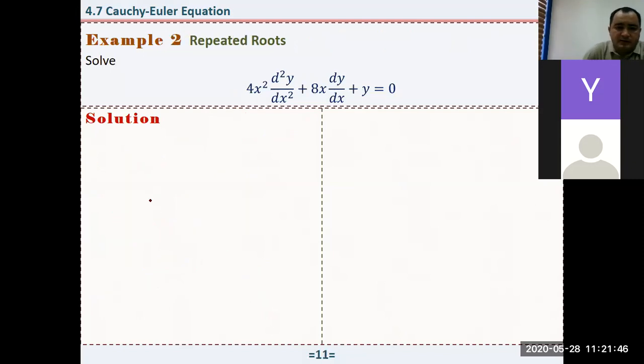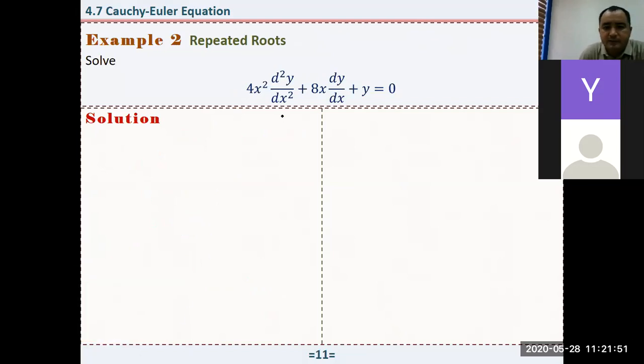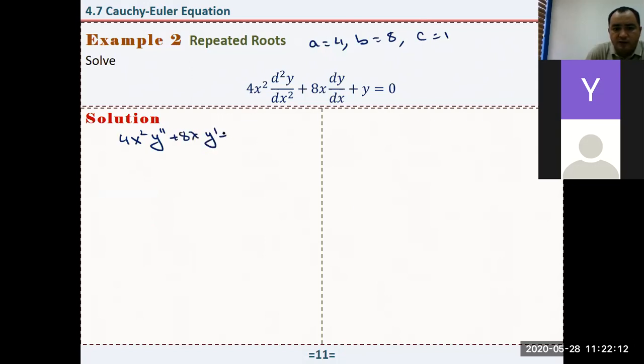Another example, the second example. I use a different color, I like blue. So here, what is our a? a is 4. How about b? b equals 8, and c is equal to 1, right? So our differential equation is 4x²y'' + 8xy' + y = 0.